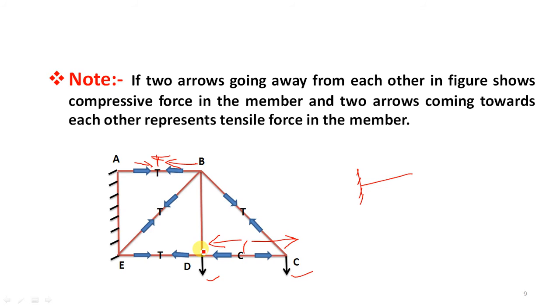If your answer is positive, it indicates that the assumed directions are correct. If your answer comes out to be negative, it indicates that the nature you have assumed is wrong. Instead of tension it will be compression, because we are going to assume all the members are in tension. So when we get a negative answer, it indicates your member is in compression, not in tension. If positive, it indicates the assumed directions are correct, members are in tension. Got it?